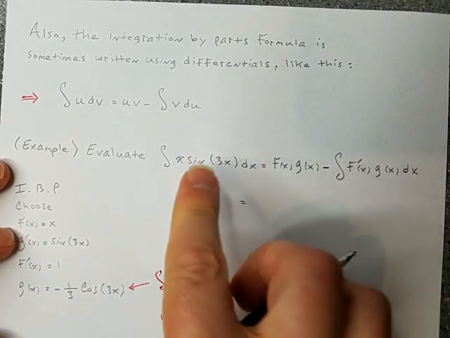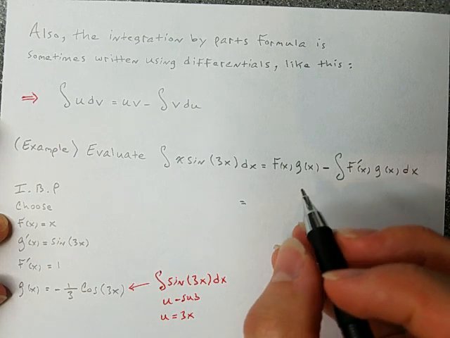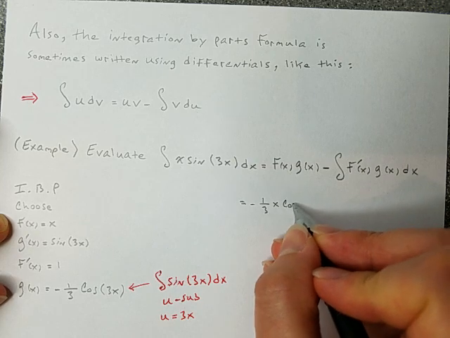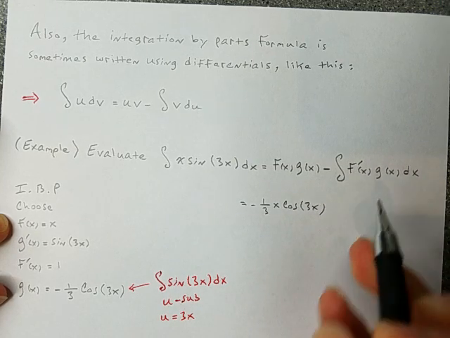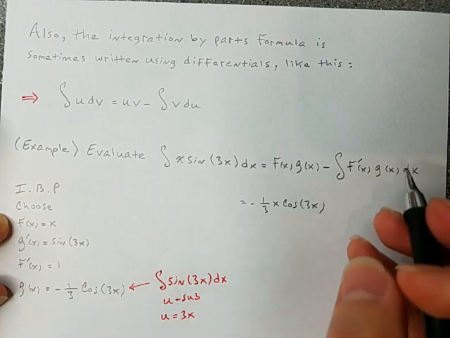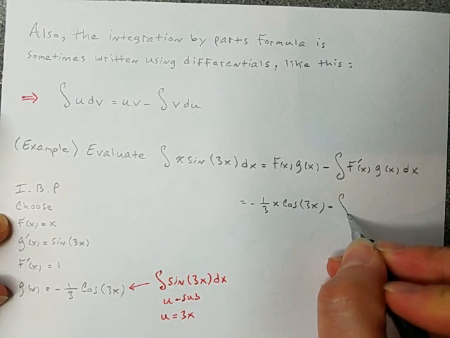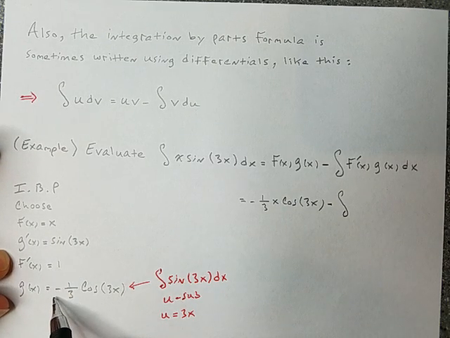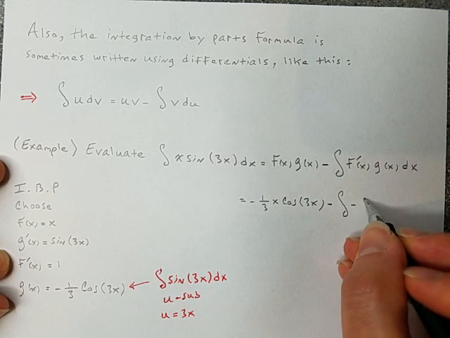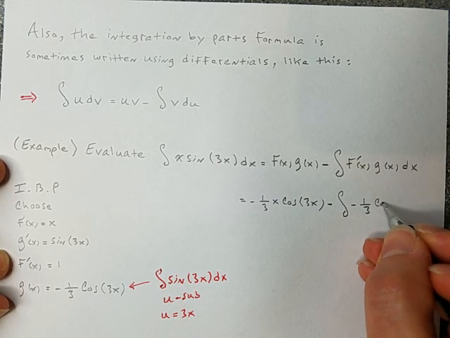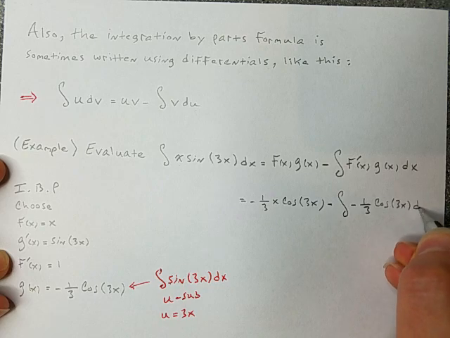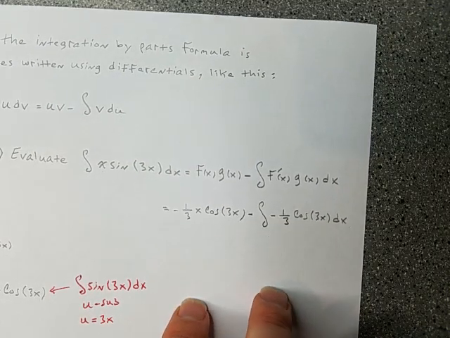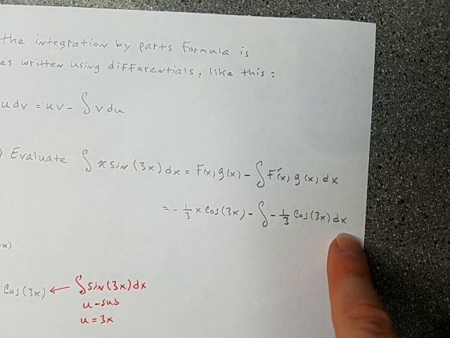All right, so I think I have it then. Here's your answer to this. It's f times g, so I get negative 1/3 x cosine of 3x. That's f times g. And then minus the antiderivative of f prime times g. So f prime is 1 times g, so that's going to be negative 1/3 cosine 3x dx. Okay, there we go. Now, we can complete this to our final answer if I can work this out.